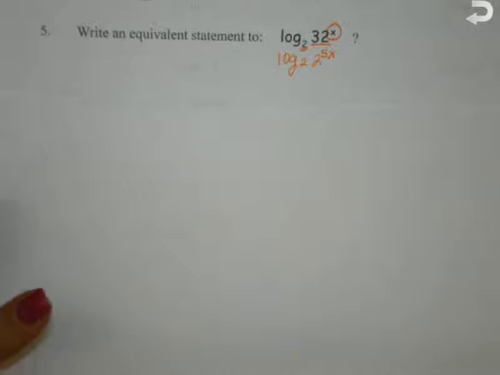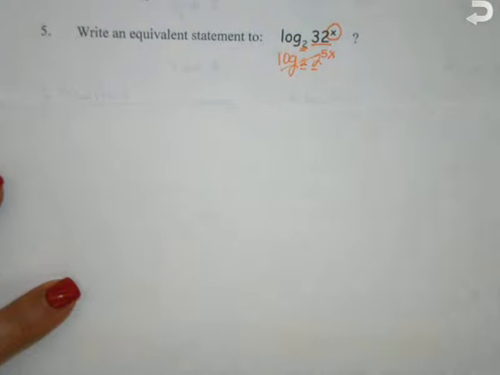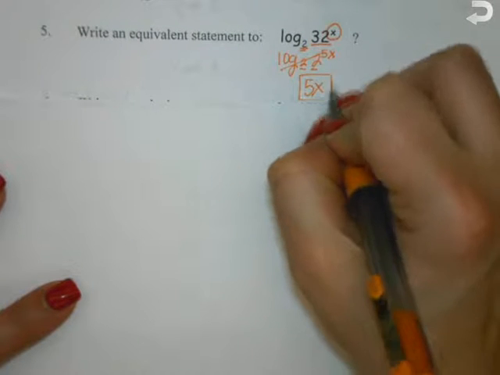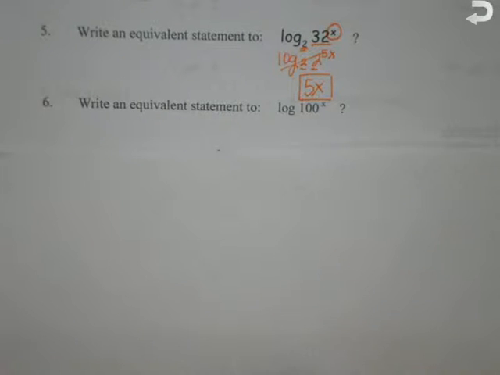Does a special rule apply now? Yeah. My 2's end up dropping, so we end up with 5x. Equivalent statement. I'm going to give you the exact same problem, just different numbers. In number 6, I want you to try it on your own.